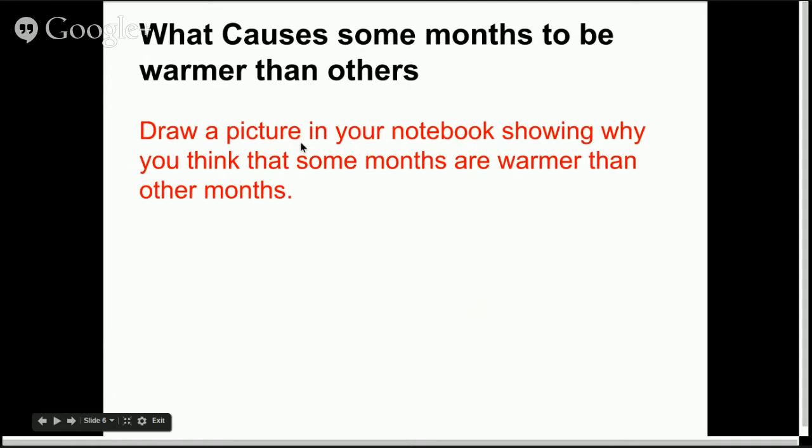What causes some months to be warmer than others? I know we already did this in a problem of the day, but please draw this in your notebook. And draw why you think this is in your notebook. Go ahead and pause it.